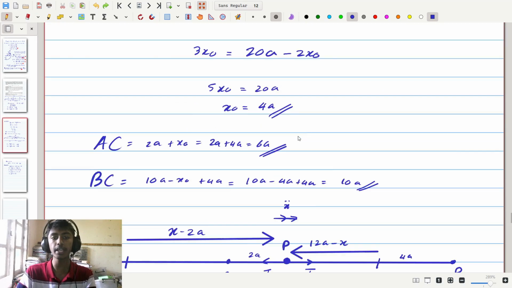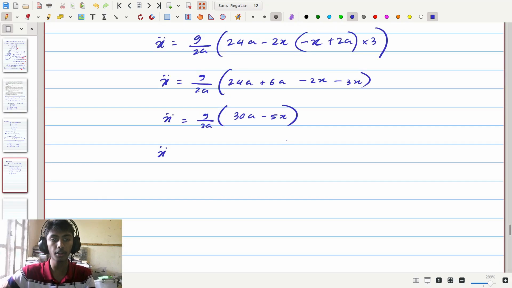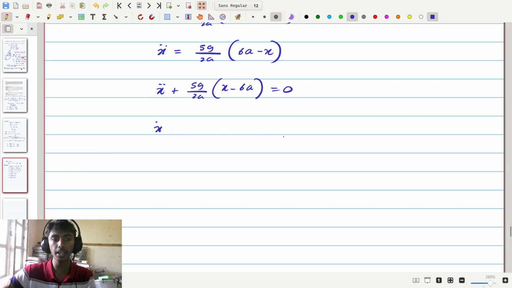So if we take the 5 out, what we're going to get is x double dot equal to 5g over 2a times 6a minus x, and we take that to the other side, we're going to get x double dot plus 5g over 2a times x minus 6a equals 0. This is the form that we wanted, but we wanted it as x double dot plus omega squared times x minus 6a equals 0.